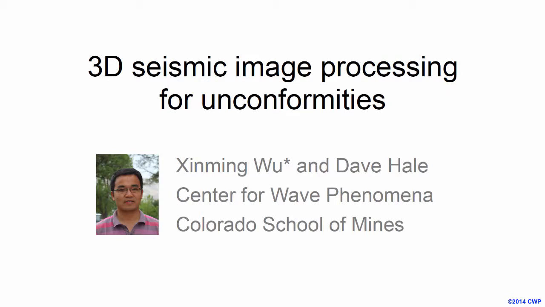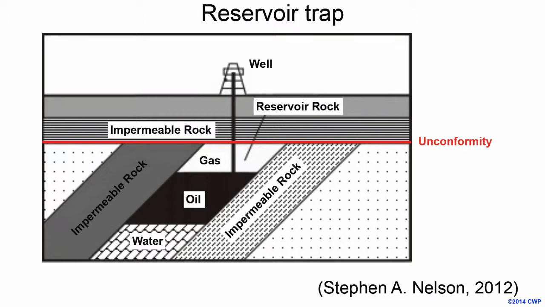The topic I'm going to talk about is 3D seismic image processing for unconformities. Before talking about our work, let me first show you a delicious image here. So this image looks delicious. You can see that gas and oil are sandwiched by two impermeable layers on both the left and the right hand side, and then covered by an unconformity on the top.